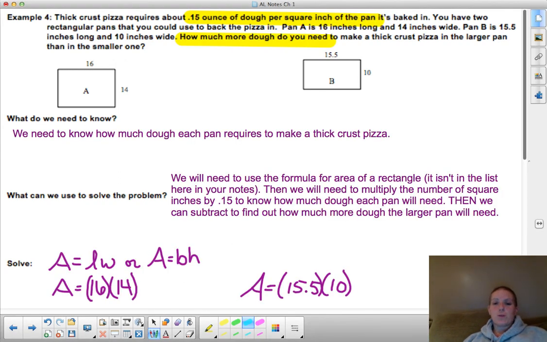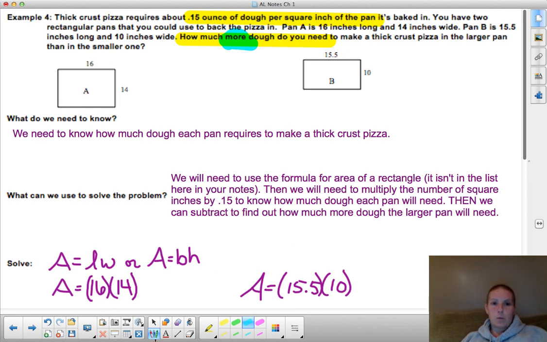Alright, hopefully you worked through this one, and your answer might not be as complete as mine is, although we should still end up at the same answer. And there's one spot where you might have done your work a little bit differently. But notice that there are two big pieces here. It takes 0.15 or 15/100ths of an ounce of dough per square inch of the pan. So we need to find out how many square inches in each pan, then multiply by 0.15 in order to find out how much dough. And then how much more, that's a pretty key word there, that word more. So we need to make sure we do a subtraction at the end.